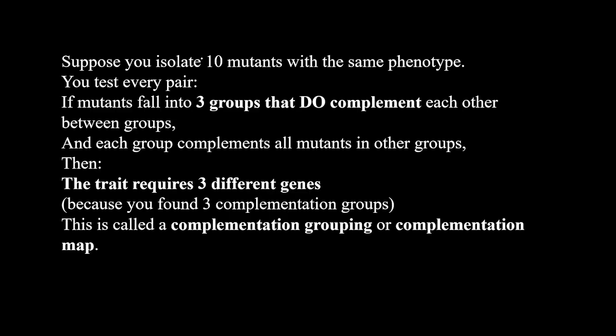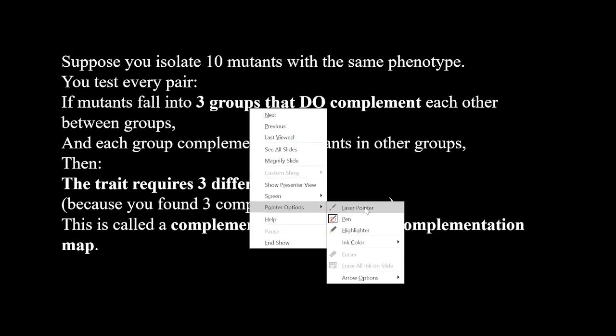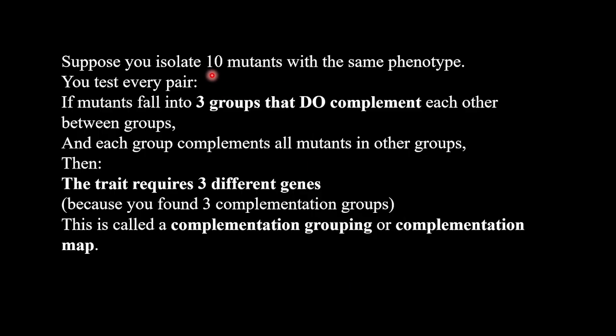Now, this is again a good example: how many genes are controlling that particular trait? For example, if you see here, you have 10 mutants. You isolate 10 mutants with the same phenotype, let's say tail formation only. You need to test every pair. If the mutants fall into three groups, where mutants in different groups complement each other, it means the trait requires three different genes. This is called the complementation grouping or complementation map.